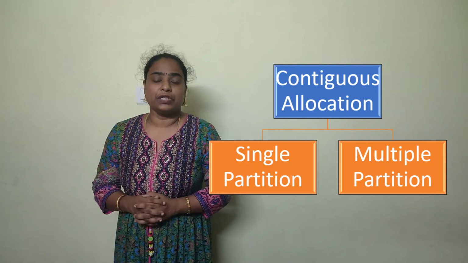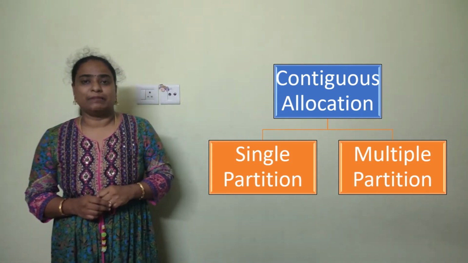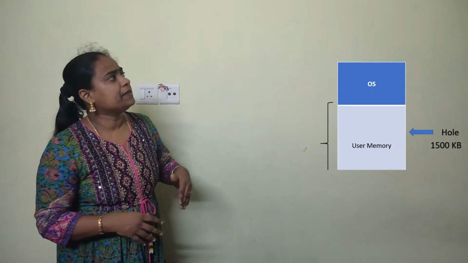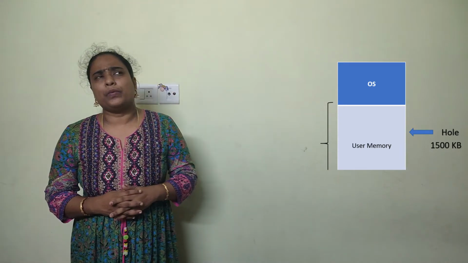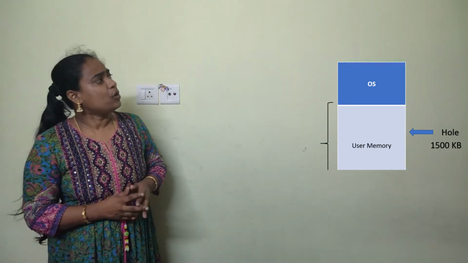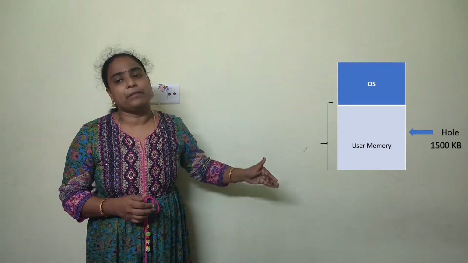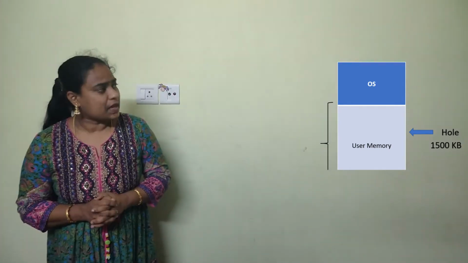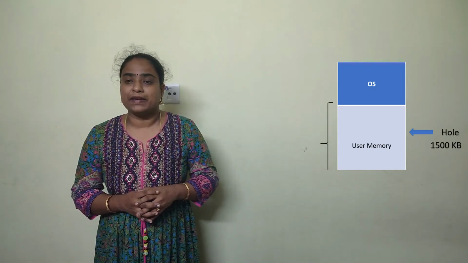This contiguous allocation can also be implemented in two ways: single partition and multiple partition. So let us discuss single partition first. Usually the operating system will be loaded either in the lower memory or in higher memory. So let us imagine we load the operating system in the lower memory, from 0. The remaining memory available is given as user memory. In this example, consider the user is given 1500 KB.